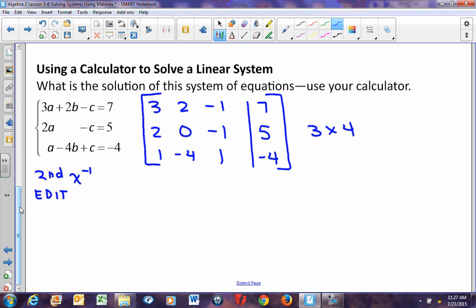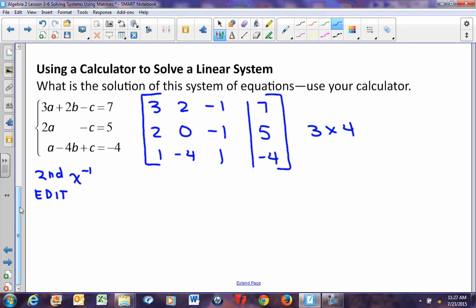And then it's going to highlight. If there's already numbers in there, just type in the right numbers in the right places. So I'm going to put in 3, enter, 2, enter, -1, enter, 7, enter, and then 2, enter, 0, enter, -1, enter, 5, and last 1, enter, -4, enter, 1, enter, 4, enter. So now I have my matrix. I'm going to get out of that matrix. I'm going to hit second quit. The second mode button gives you second quit.